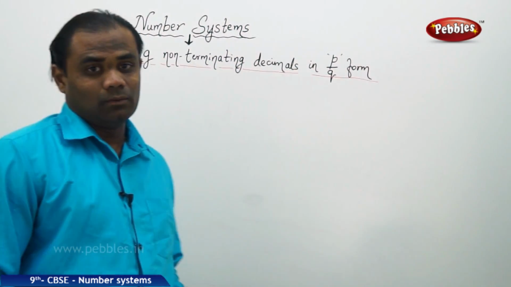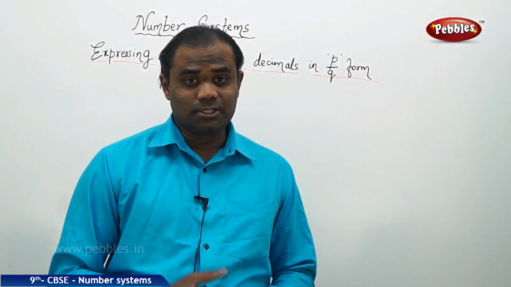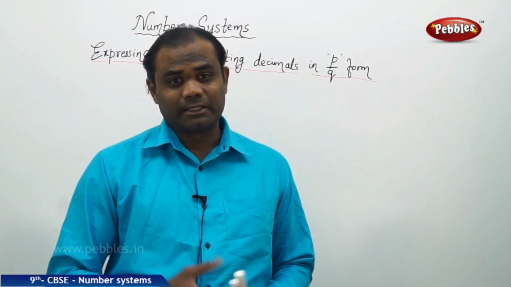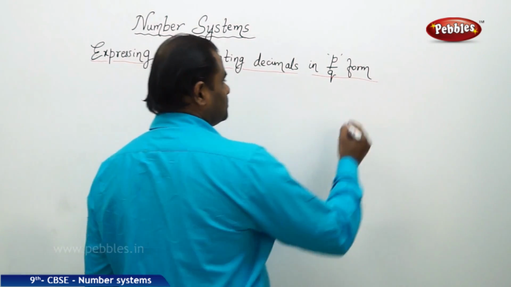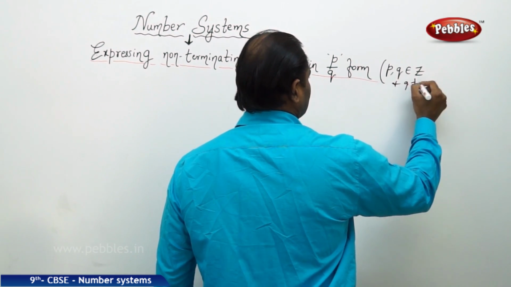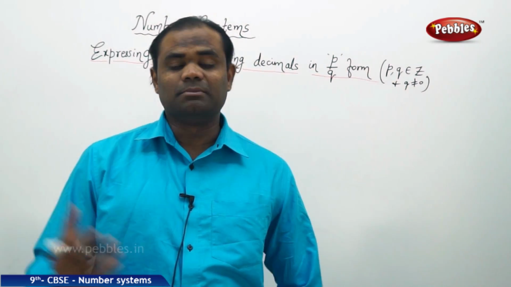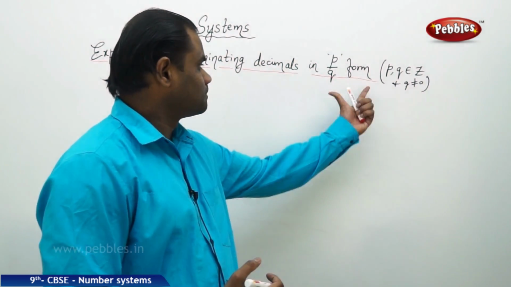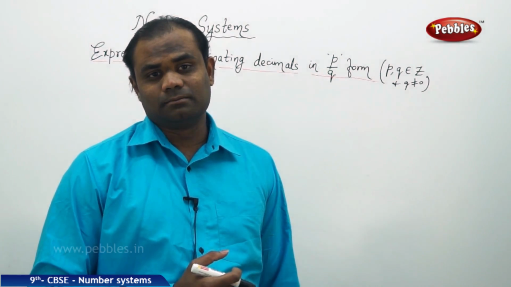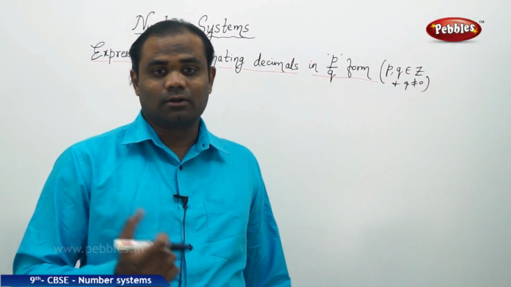Now let's see how a non-terminating decimal can be expressed in p by q form. Or is it possible that a non-terminating decimal be expressed in p by q form, that is, in a rational form such that p and q belong to Z and q is not equal to 0? So I want to express a non-terminating and never-ending decimal number as a rational number in the p by q form. So let's see how we can do that, or whether it is possible or not.